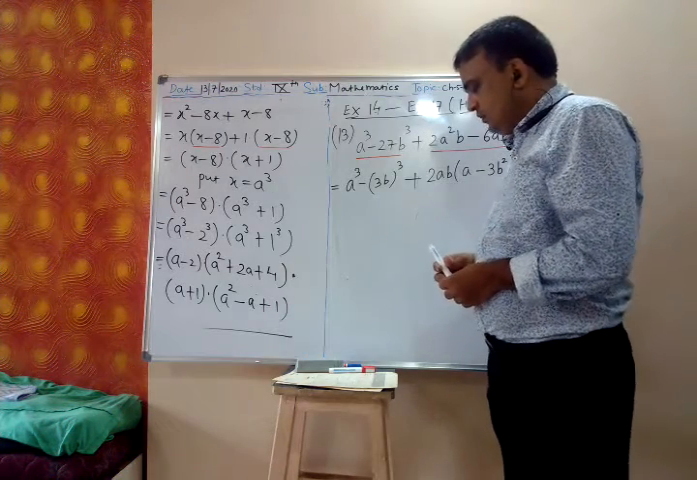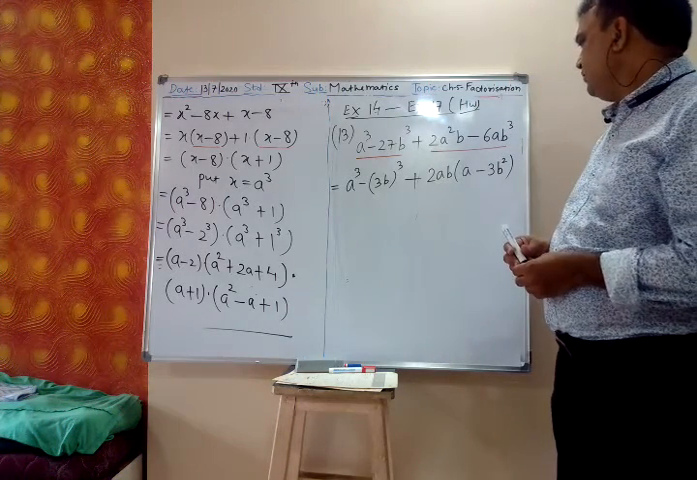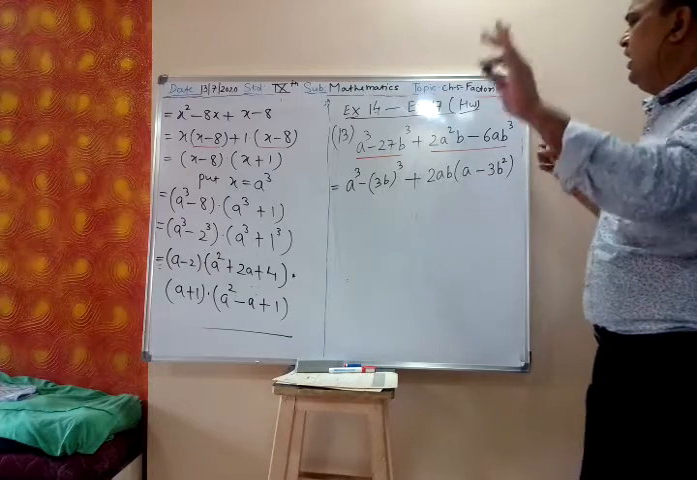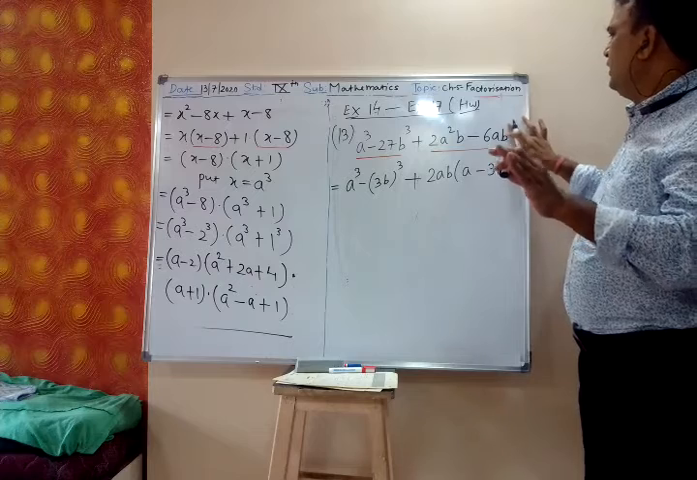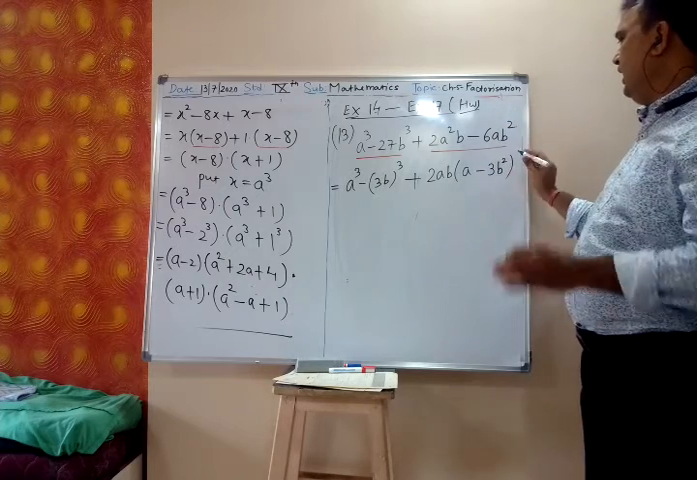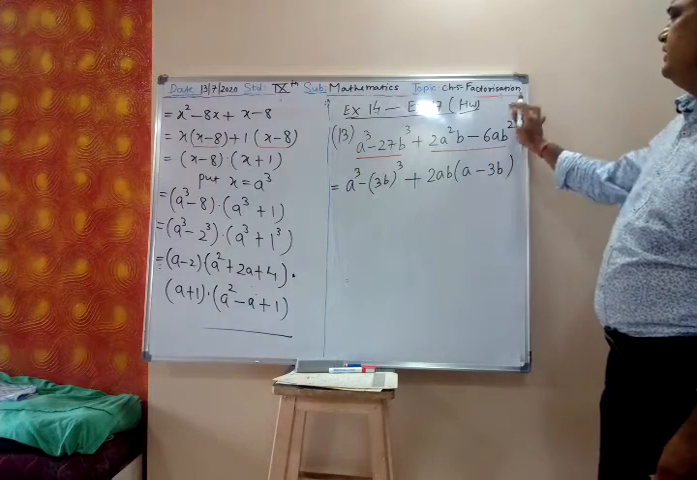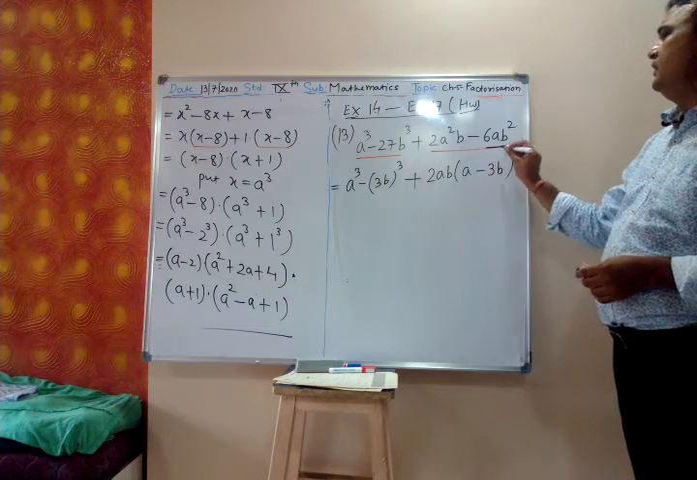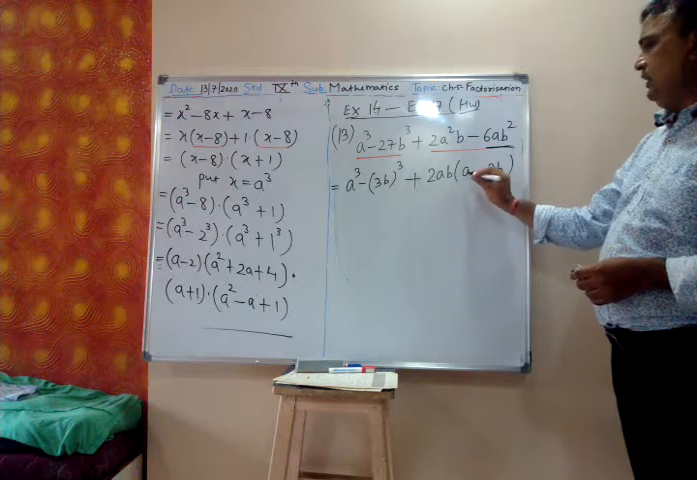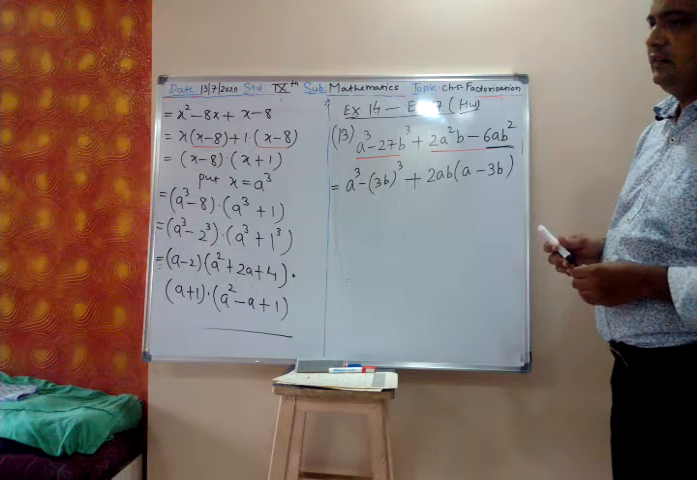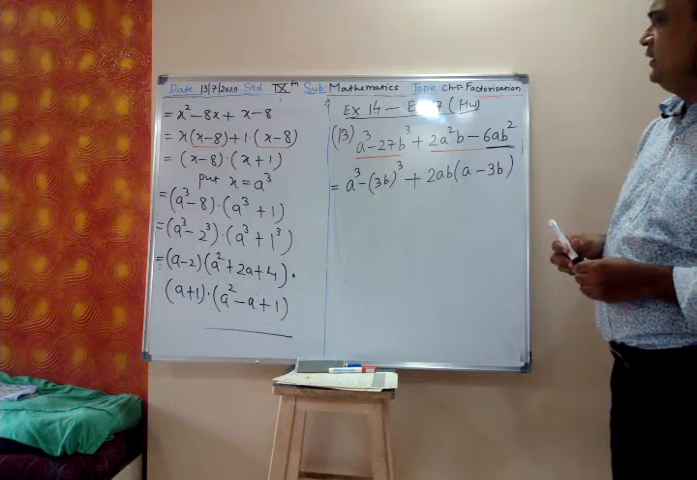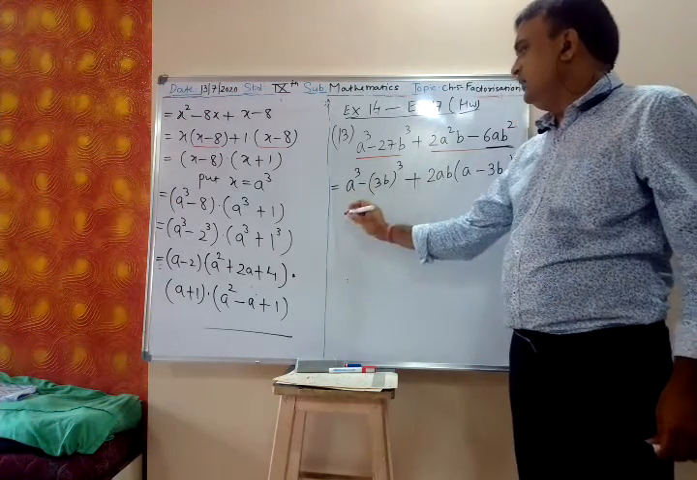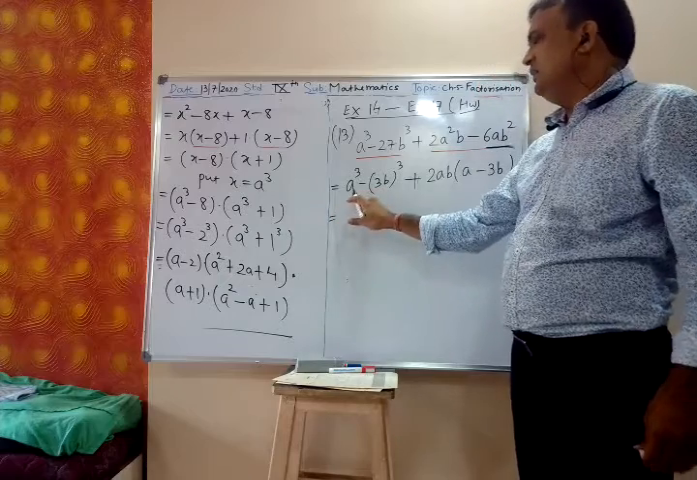Just see the question whether this is the question. It is 6ab square. In the question, it is 6ab square. So it is a minus 3b. Yes. Now I will write.